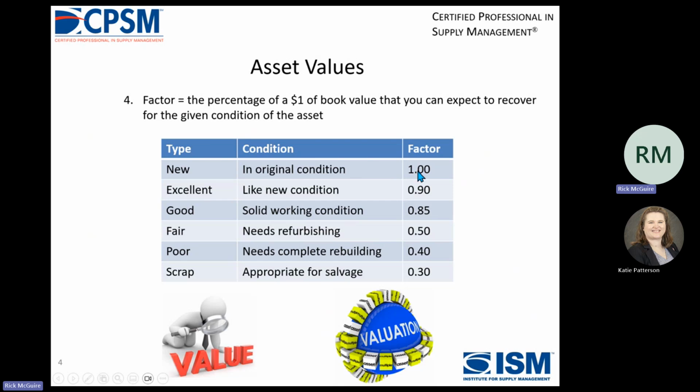New and original condition, you get the dollar for a dollar. Like new, 90 cents on the dollar, or solid working condition, 85 cents, refurbishing, 50 cents, rebuilding, 40 cents, and appropriate for salvage, 30 cents. And again, this is a select group of capital assets that's in demand.